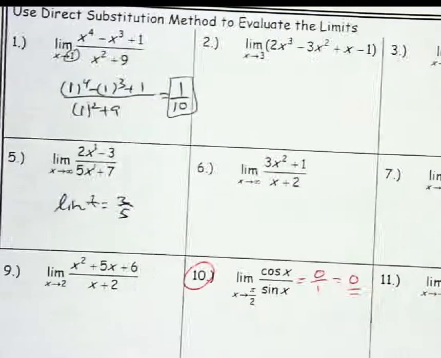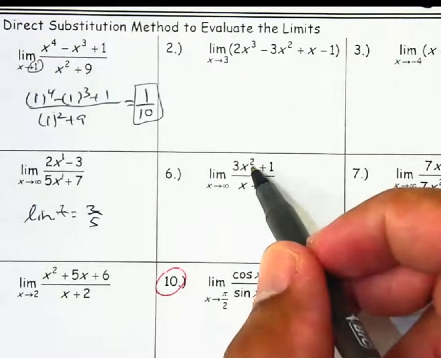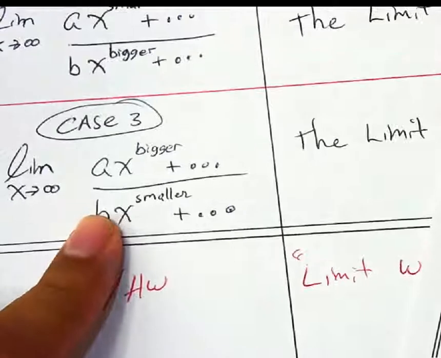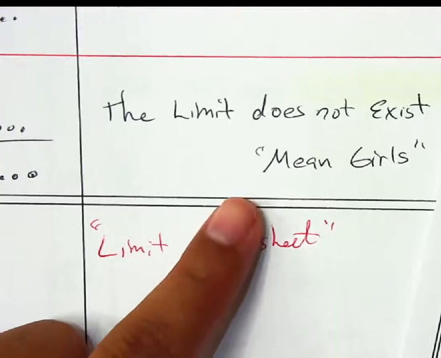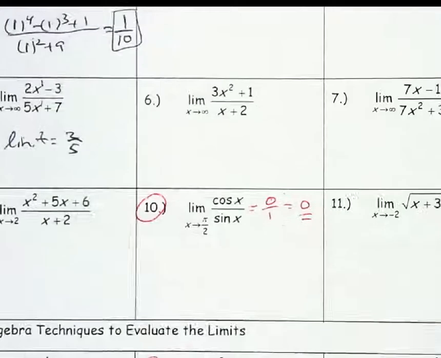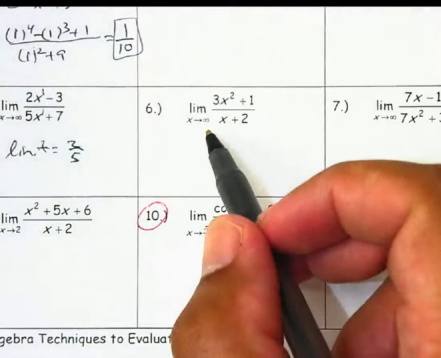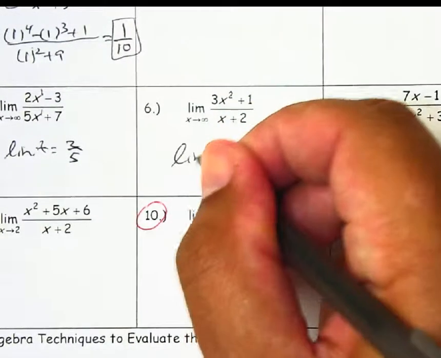Okay. Problem 6. The exponent in the numerator is bigger, so that would be case number 3, and the limit does not exist. So problem 6, exponent is bigger, so automatically the limit does not exist.